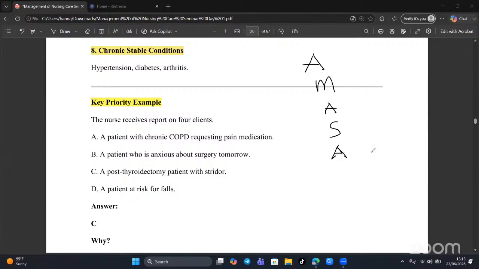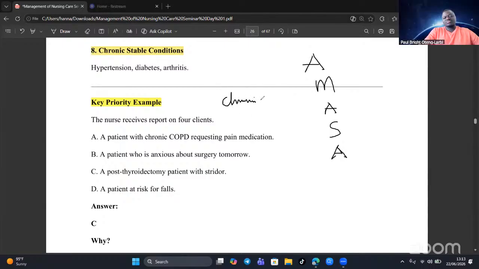Chronic unstable. Okay, so you say chronic. Did you say unstable? A chronic stable COPD. So, chronic patient. Okay, so always use your Maslow. Don't forget, otherwise you'll be confused.